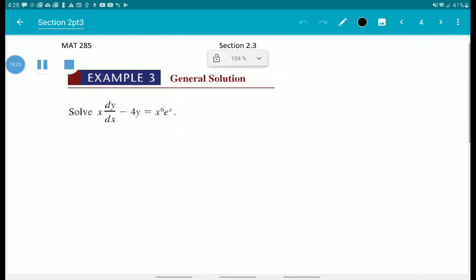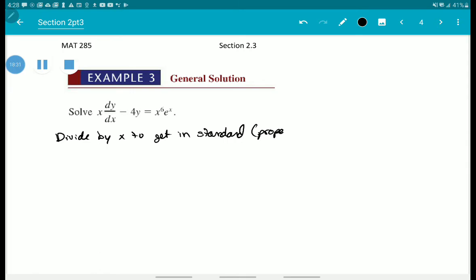Let's look at another one. Our first step is to get this into the standard form that we need. So we're going to divide everything by x. So we're going to have dy over dx minus 4 over x times y is equal to x to the 5th times e to the x.